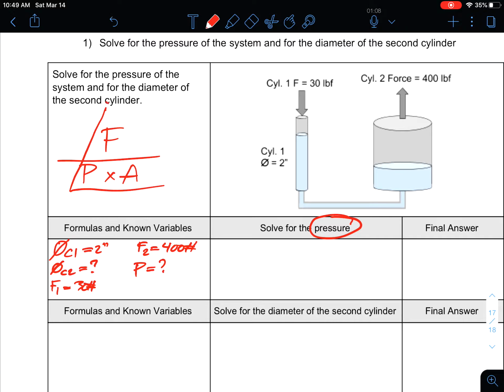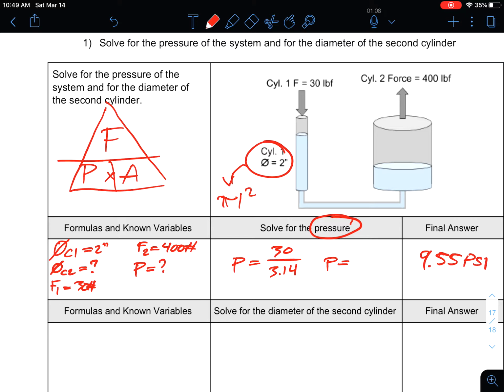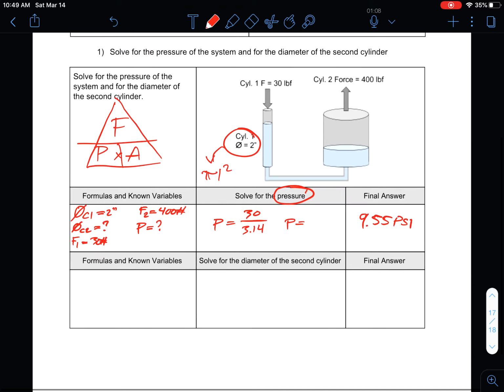We can put this in this nice triangle over here. So we are looking for pressure. We need to first find our area at cylinder 1, which is going to be pi times 1 squared, or pi. So we get pressure is equal to 30 divided by 3.14. Pressure is equal to 9.55 psi.